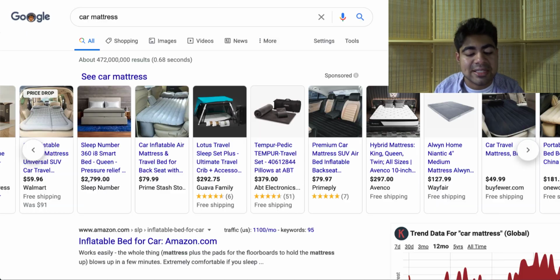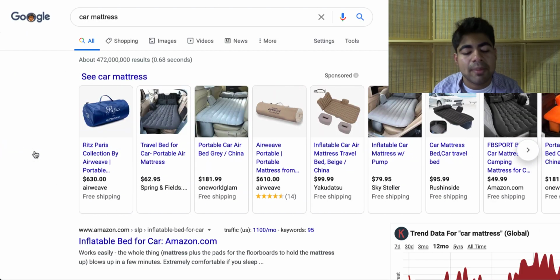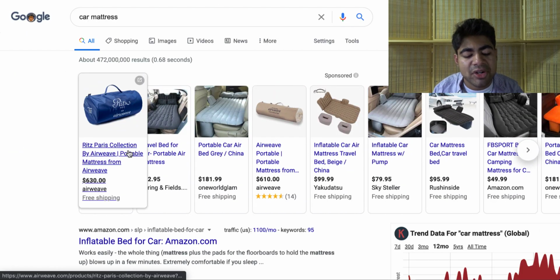Now, to show you guys an example, if we go to the car mattress product right here, we can see the first person ranking is a real brand. It's called Airweave. If we look at their title, they start off with a real brand name for their product. Usually if there's a brand name associated with the product, it has a very high chance of doing well.